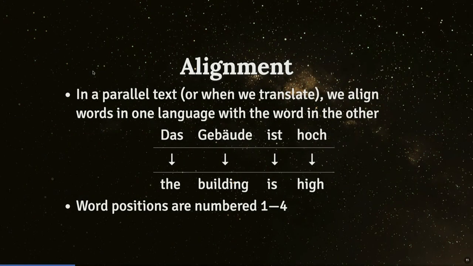So this is my next German screw up. The way you do machine translation models is you have a parallel text. You have a German text and you have an English text. You line them up, both the vectors together, and then you try to do word-to-word mapping between the two.